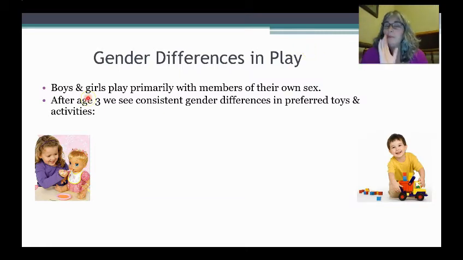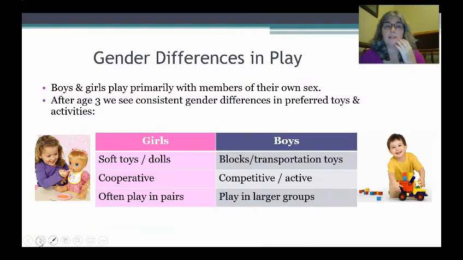Boys and girls, during this time period when they're young, typically play with their own sex. Girls play with girls, boys play with boys. After the age of 3, we start to see this steady difference in how they want to play and what they want to play with. And what we tend to see, starting from age 3 and on, girls want to play with things that are soft and cuddly. They tend to engage in what we call cooperative play.